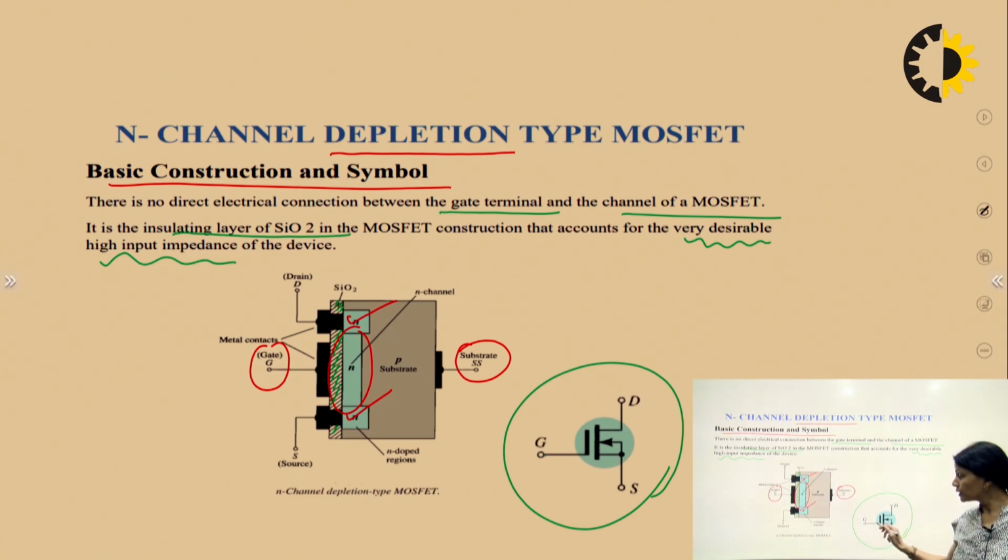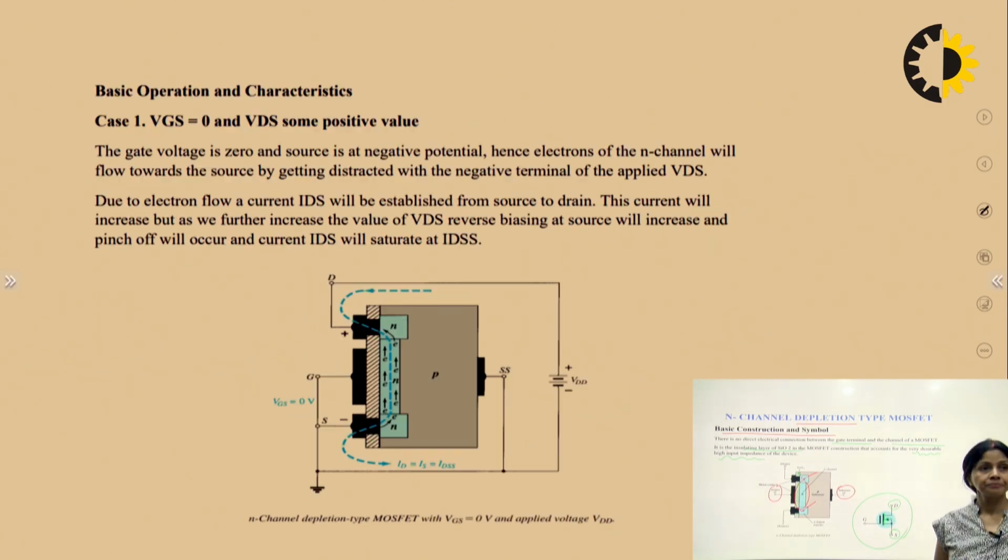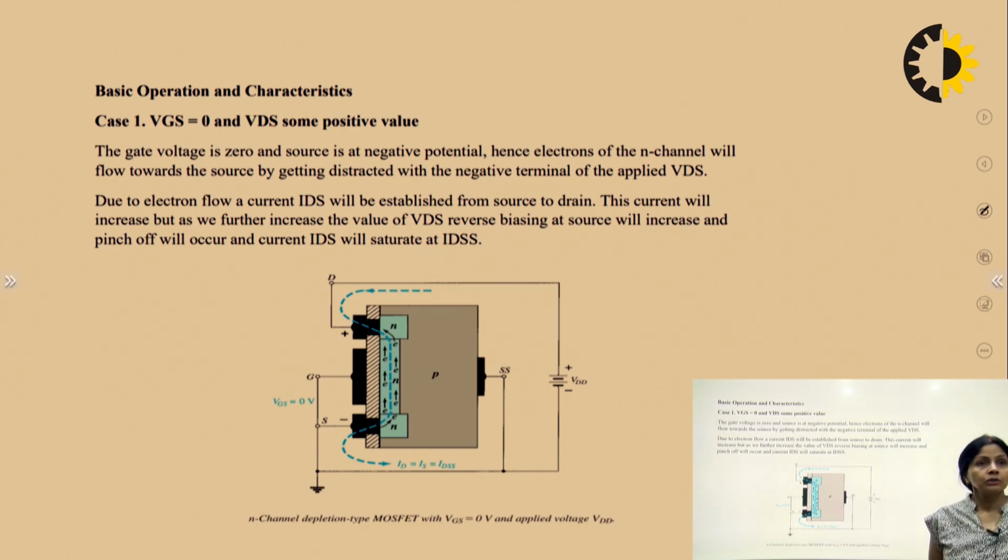Here you will make this gate. This is the drain at the upper terminal, the source at the lower terminal, and here this is combined with the source. Since this is N type, the arrow would be inside toward the gate, right? So this arrow would be like this, okay? Now, after explaining the construction and the important points, we will see the basic operation and the characteristics.